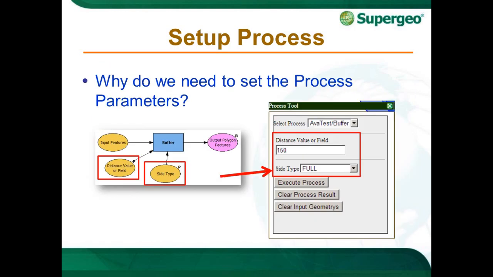So we're going to explain why we need to set up the process parameters. In the left part, you can see we set the distance value or field and the site type as the process parameter. Within the desktop, if you're testing, you will find out that it doesn't allow the user to enter all the parameters. But if you publish it onto SuperGIS server, within the publish tool, after you set up the process parameter, it allows the user to enter the different parameters by a little screen and a little tool like a distance value or field, and also the site type.